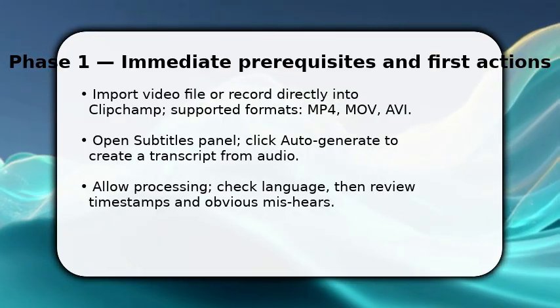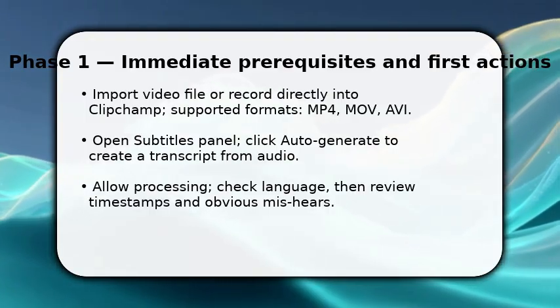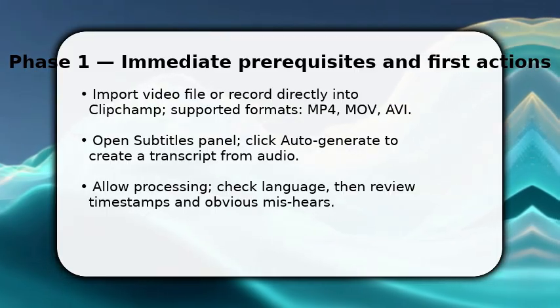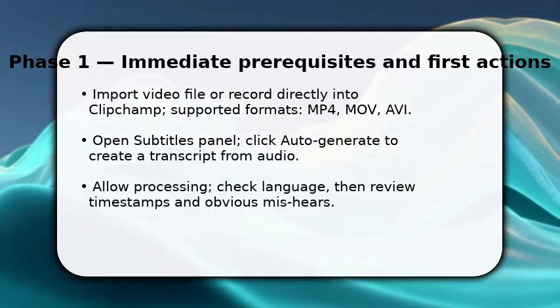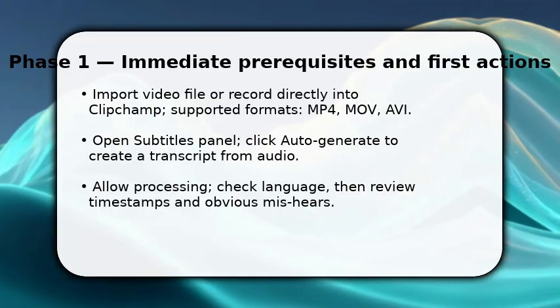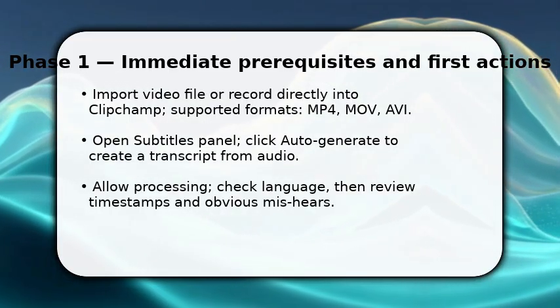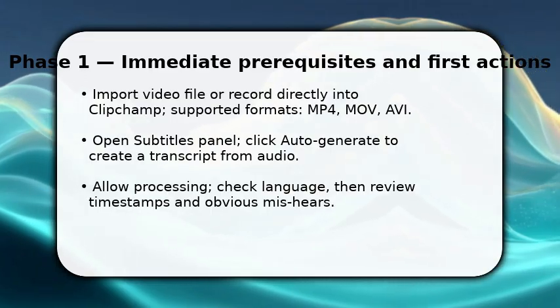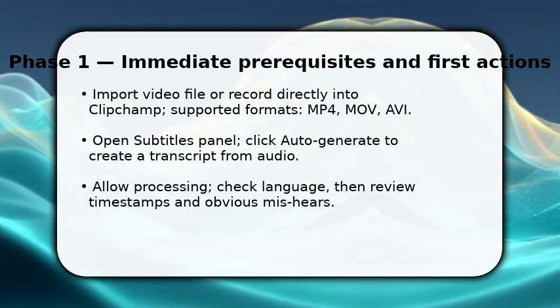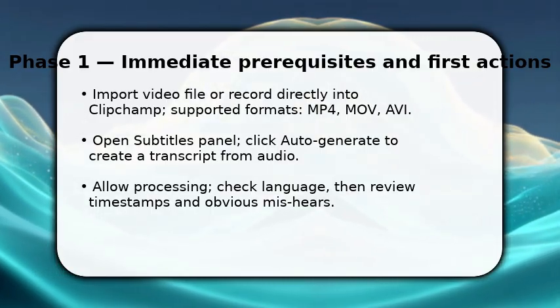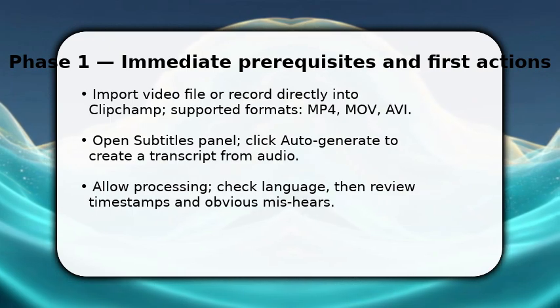You begin by importing your video into Clipchamp and opening the Subtitles panel. This gets the process moving fast. Click Auto Generate to create a transcript from the audio so you have time-aligned text ready. Once done, make sure the language is correct and wait for processing to finish, because accuracy depends on a clear language setting. You'll see timestamps appear. Scan for obvious mishears and long gaps, then prepare to edit and split lines for readability.